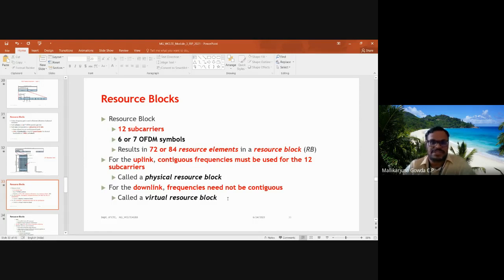I think these two terms are important when we are discussing resource allocation in LTE, so try to understand. PRB means we need all 12 subcarriers to be continuous, and it is especially used for uplink. For downlink, the frequencies need not be contiguous, hence we call it a virtual resource block.